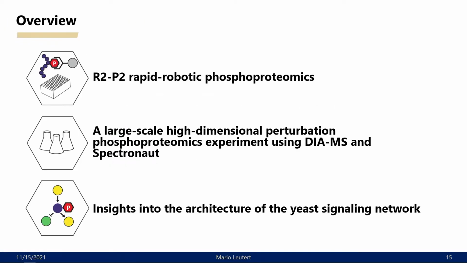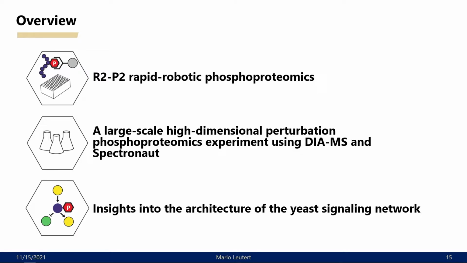First, I'll give you a short overview of a method that we have developed called R2P2, Rapid Robotic Phosphoproteomics, which allows us to do really large-scale phosphoproteomics. I will then talk about the large-scale, high-dimensional perturbation-phosphoproteomic experiment where we use DIA mass spectrometry together with Spectronaut in budding yeast. And then I'll share some insights into the architecture of the yeast signaling network that we gain by this analysis.